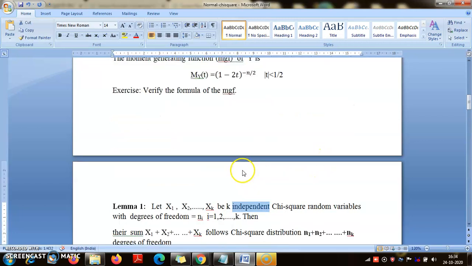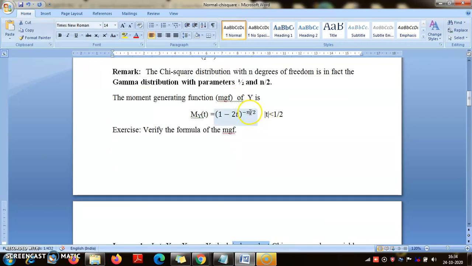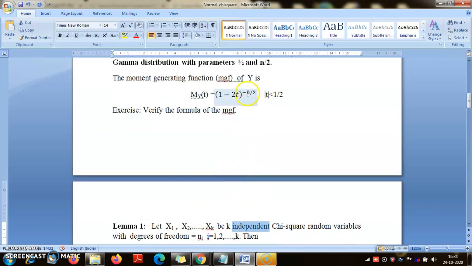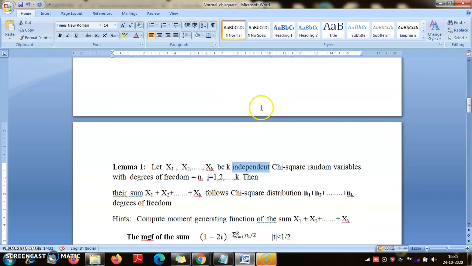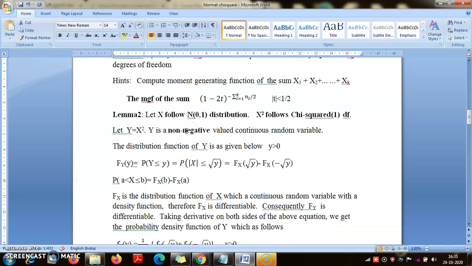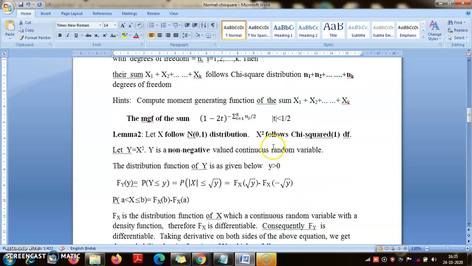And so if you take the products, with each Xi following chi-square with ni, n will be replaced by ni. So the product will be (1 minus 2t) to the power minus of the summation of ni. So hence this result. So sum of chi-squares is chi-square. The degrees of freedom just get added.